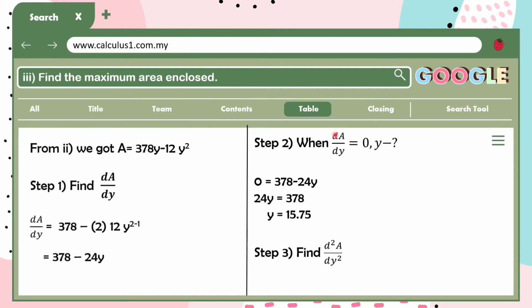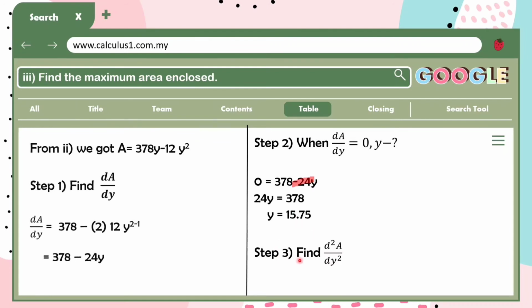Step 2. When dA over dy equals 0, what is the value of y? Our dA over dy is 378 minus 24y, and we equate it with 0. From this equation, we solve for y. We move the term negative 24y to the left hand side, and we get 24y equals 378. Then we divide 378 by 24, and we get the value of 15.75.